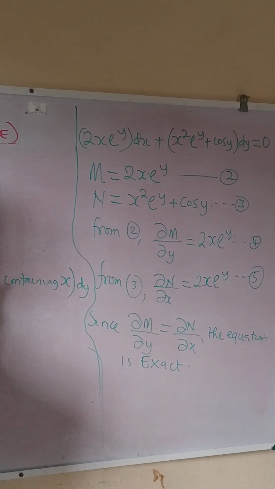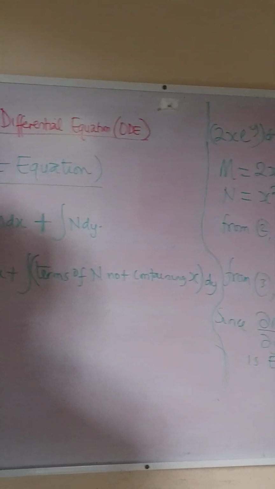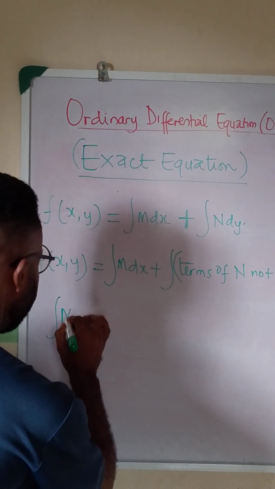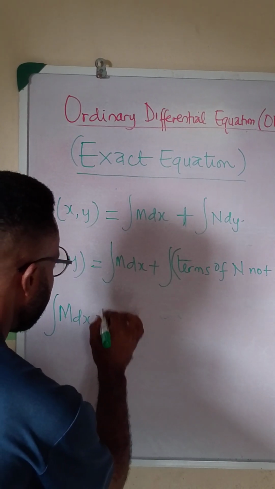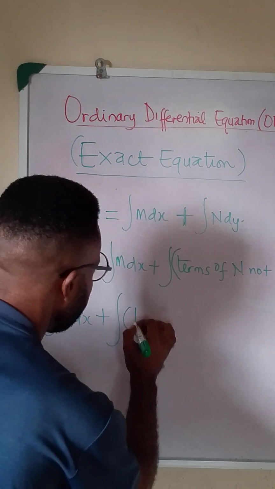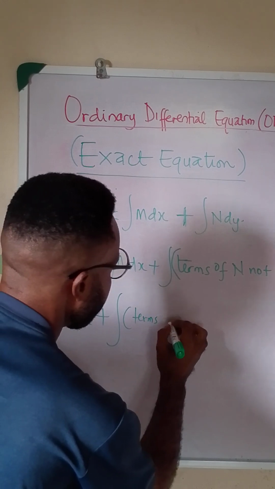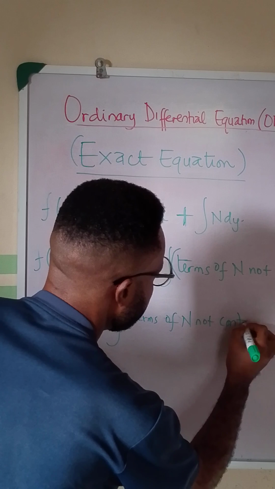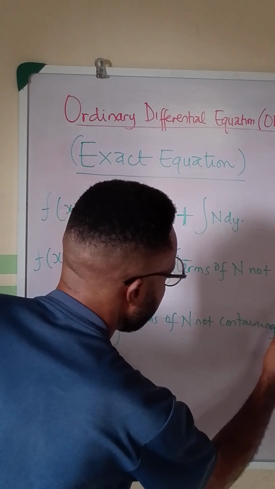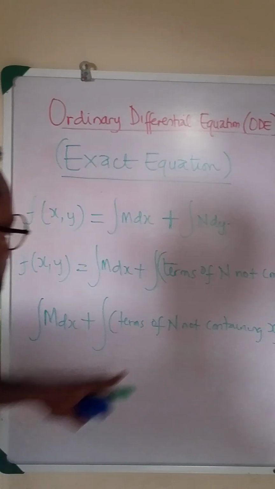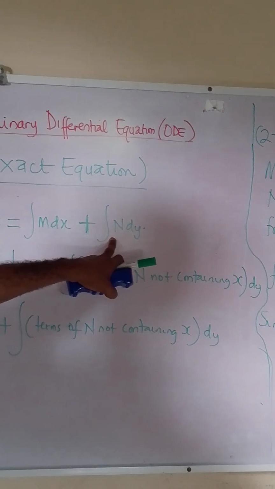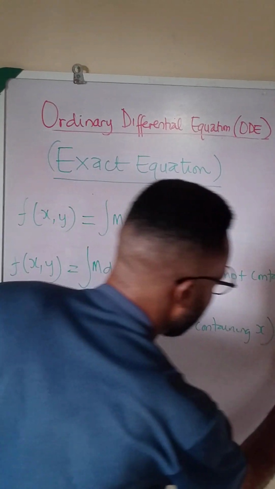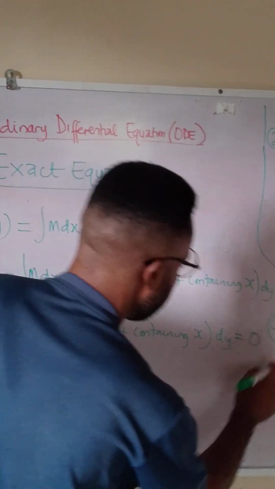And so this is the same thing as saying the integral of M dx plus the integral of terms of N not containing x, dy. Note, N is multiplying the y and M is multiplying the x. So this will be equal to 0.